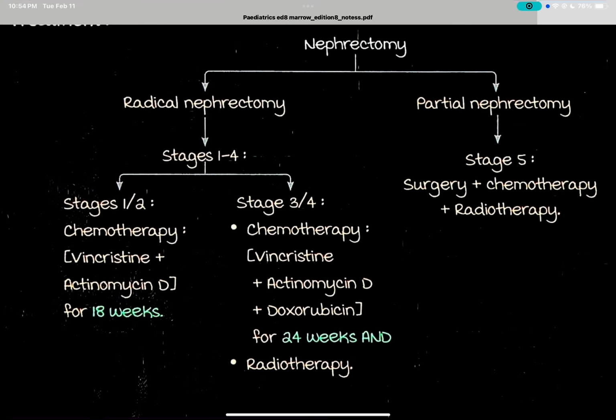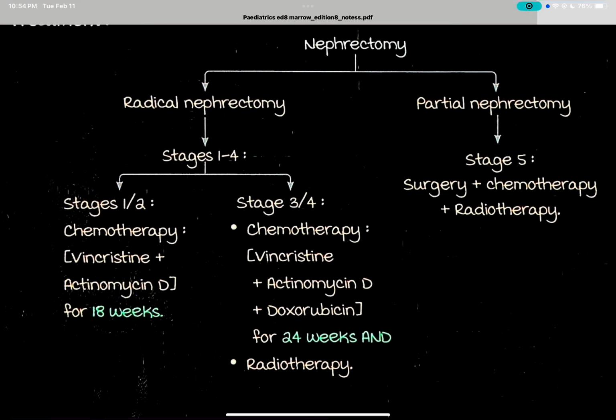What is given in stage 1 and 2? Chemotherapy, vincristine plus actinomycin D for 18 weeks. Stage 1 is a completely resectable tumor. Stage 2 is a completely resectable tumor but outside the kidney margin. So you give chemotherapy for 18 weeks. 18 weeks is how many months? Close to 4.5 months, so about 4 months of chemo.